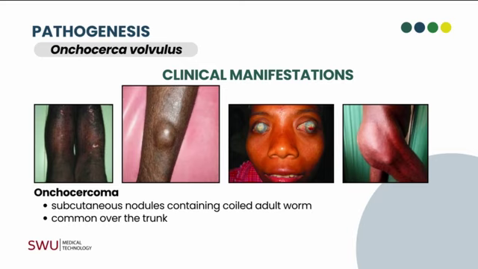And since they are viable, they are capable of mating. So nakahide hinoon sila against the immune response. And there, once they mate, the female will produce the microfilariae. And this nodule, this onchocercoma, is porous enough for the microfilariae of O. volvulus to go out of that nodule.